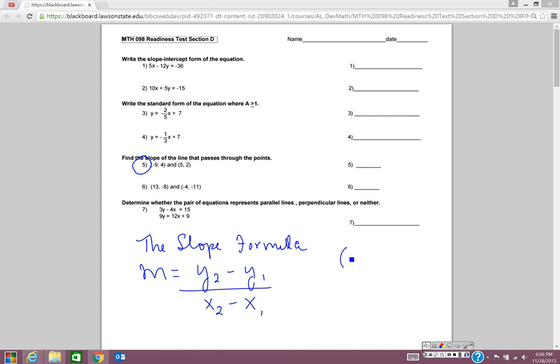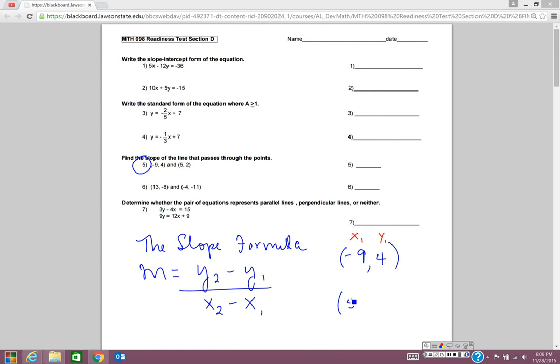Usually, we denote the first set of points using x sub 1, y sub 1, which the ones are subscripts, and they don't mean anything mathematically. They're just naming that particular point. So this is the first set of points.